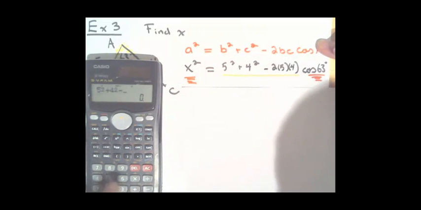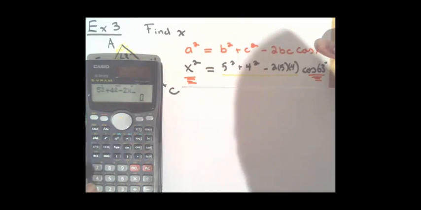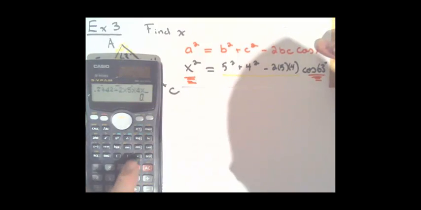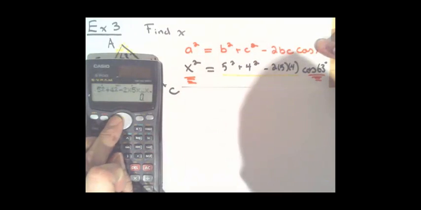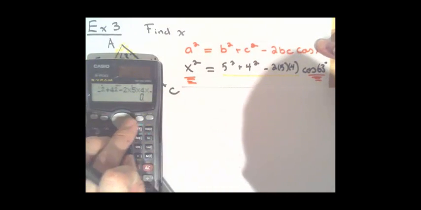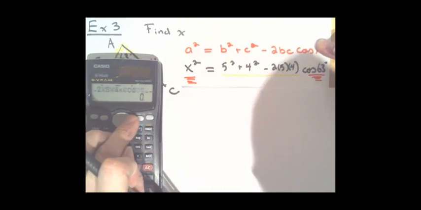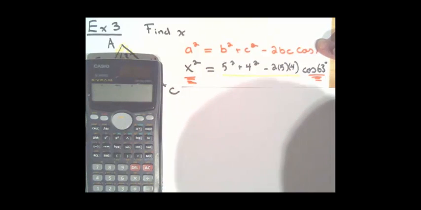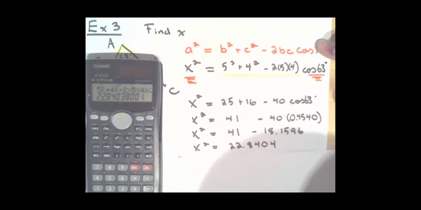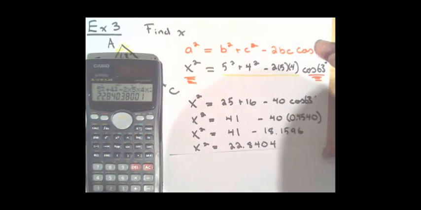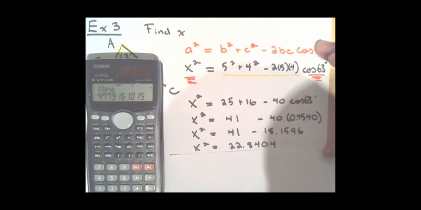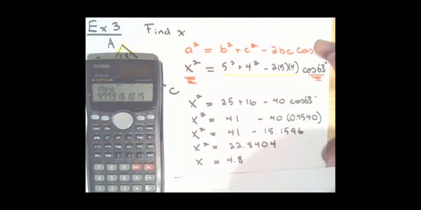That's 2 times 5 times 4 times cos 63. And you could even go back and see if you typed it right, which is really great. And finally hit equal. What do I get? 22.8. So there's that point there, and essentially the exact same numbers, and then I know I need to square root that, and I get 4.8 when I round that.